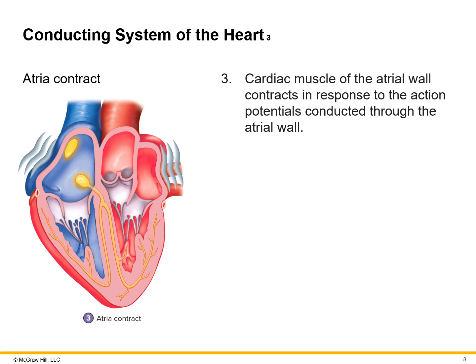Okay, then the atria contract. So the cardiac muscles of the atrial wall contract in response to that action potential once it's conducted through that atrial wall. So now we have the contraction of the atria, which is shown here by these little wobbly lines. So we get the contraction of the right and left atria.